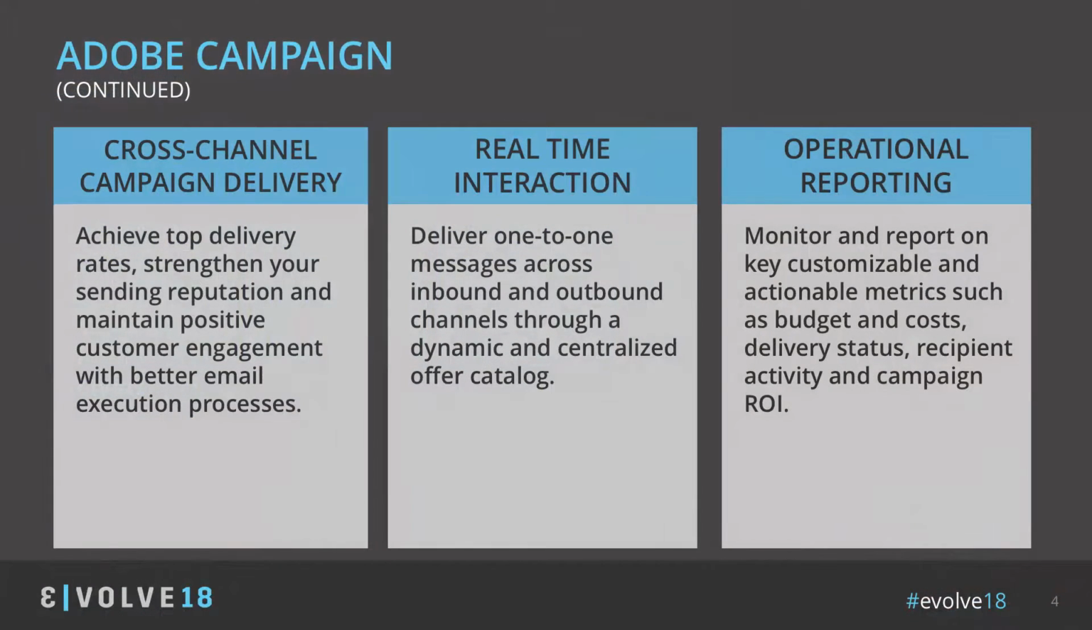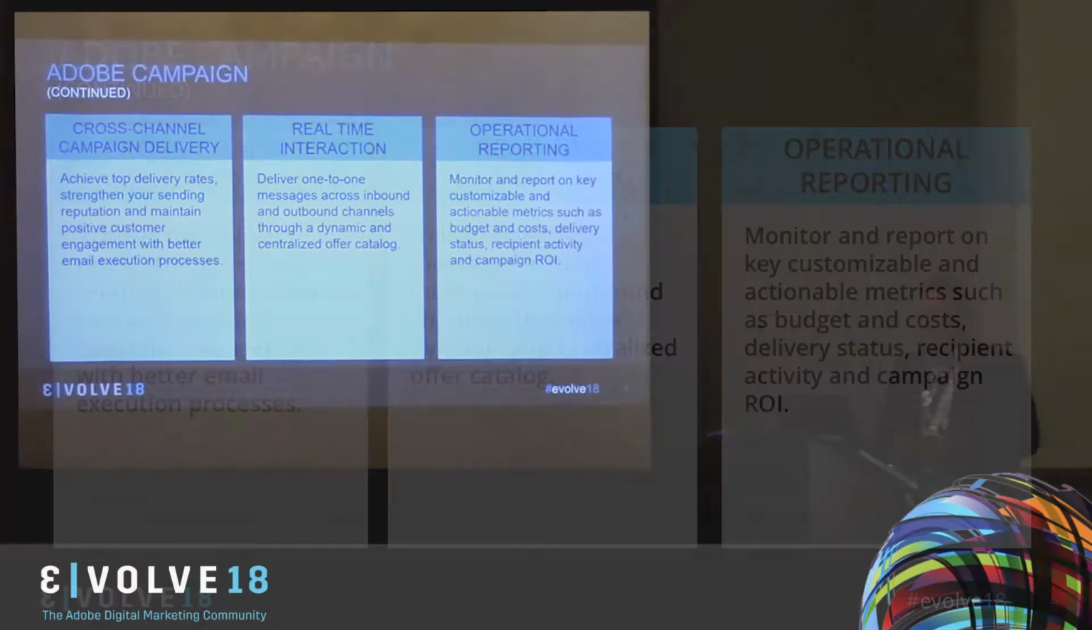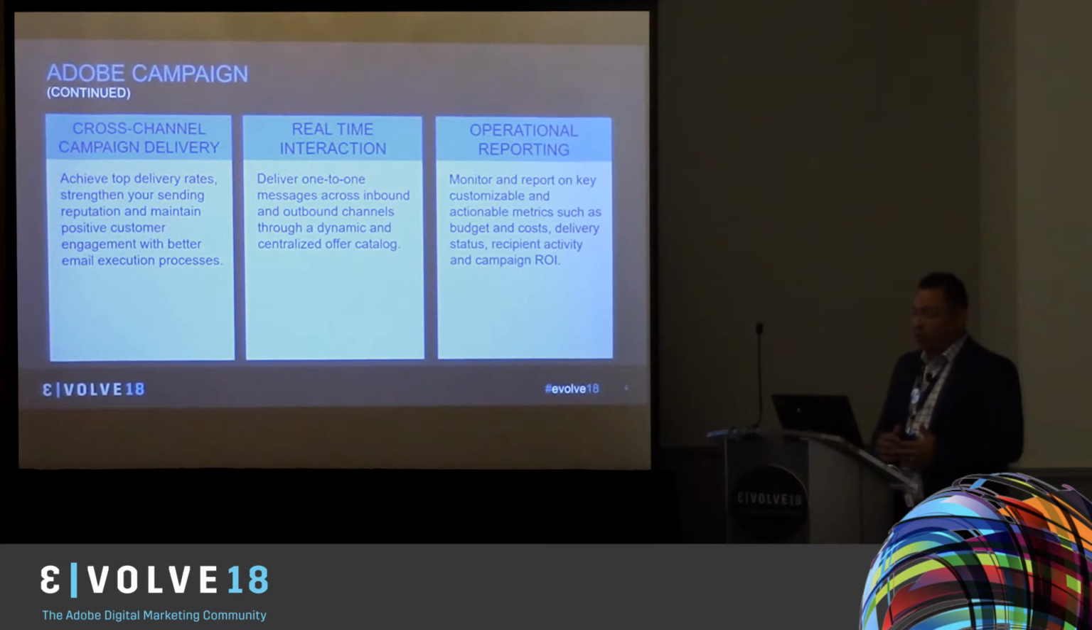Cross-channel campaign delivery. So you can take email, SMS, and social delivery channels, and orchestrate them in a way where you're delivering a consistent message across all your platforms, all your channels. Real-time interaction. It delivers a one-to-one message across all inbound and outbound channels. Again, all your offers and messages are centralized. Your customers are seeing the same thing everywhere, and it's orchestrated in that way.